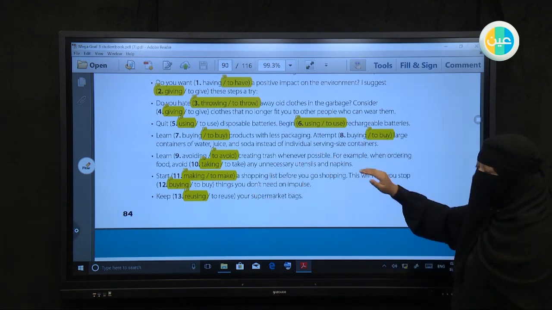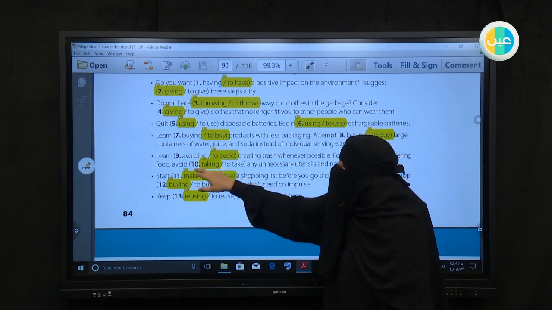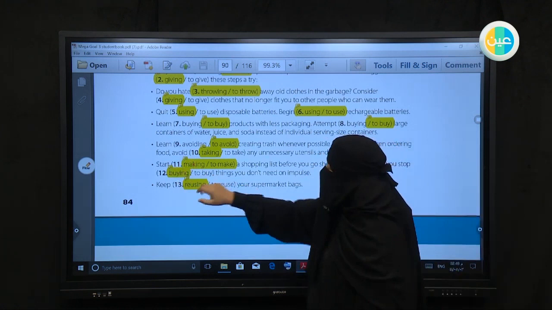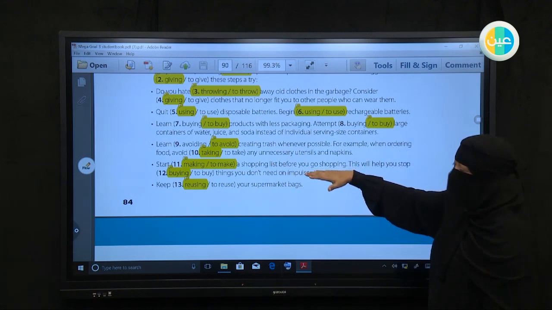Example على trash والمحافظة شوية. For example, when ordering food, avoid من الأفعال حق الجيرند. So you're going to take ing. Avoid taking any unnecessary utensils and napkins. Number 11. Start. Start من الأفعال اللي both gerund and infinitive. Both answers ممكن يشتغلوا هنا سوا. فستارت ميكينج أو ستارت تو ميك a shopping list before you go shopping. فعلا when you make a list before shopping ما تشتري بنفس الكمية, تشتري أقل شوية.